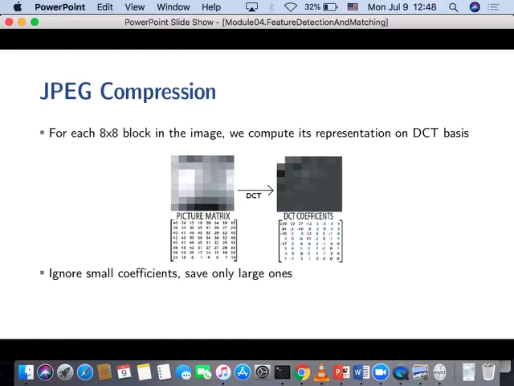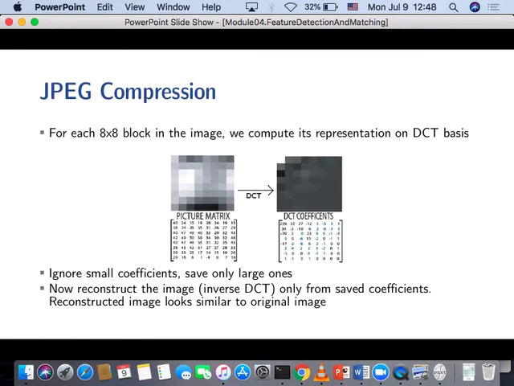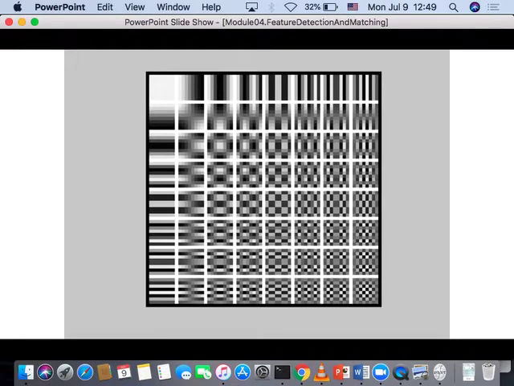It's a lot fewer values than the total pixel values in the image. Okay, and now we can reconstruct, because I did a change of basis. I can do the inverse of that change of basis, and I'll reconstruct on the other side. Okay, these are DCT basis vectors. Each is a 64 by 1 vector, but I'm visualizing them as 8 by 8 blocks.